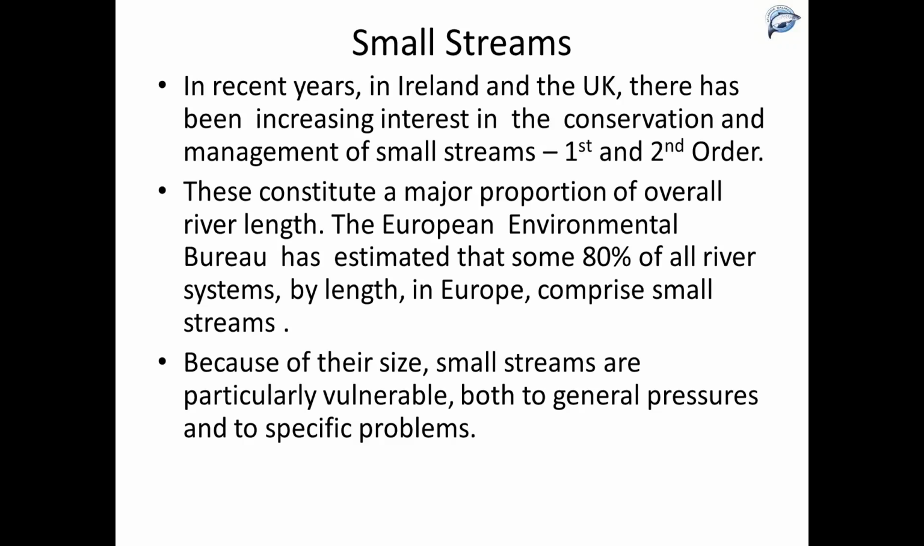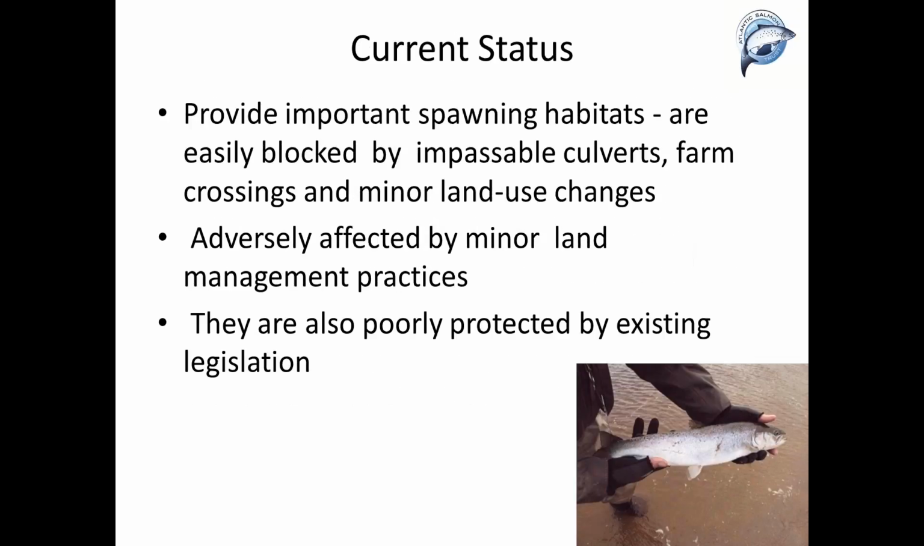But because these streams are so small, they are particularly vulnerable. And they're not just vulnerable to the general pressures that we're aware of, but they have very unique pressures on them, which again we look at in a little while. These little streams provide very important spawning habitats, but the problem is that physically they're very easily blocked by, for example, impassable culverts, which is a very common problem here in Europe. Farm crossings, indeed even minor land changes can result in a situation where some of these streams, the fish find them very difficult to get into them.